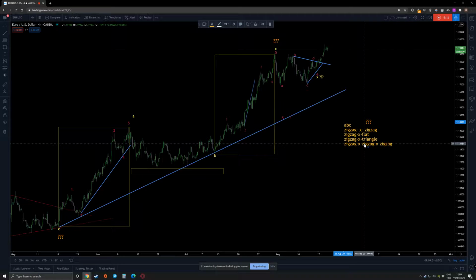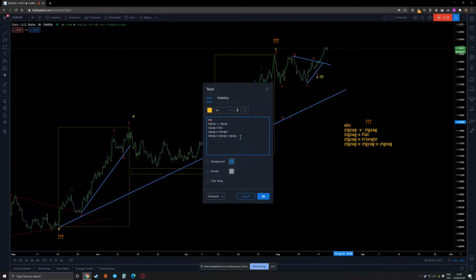Where are these double patterns? No, you almost never see them. Double combinations, never. Triple zigzag, double zigzags, no. They only think that it's so simple. Well, I'm sorry, it doesn't work like this.